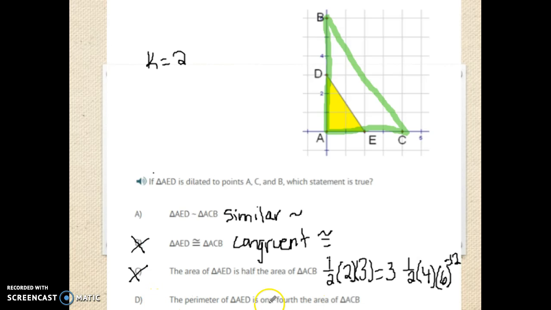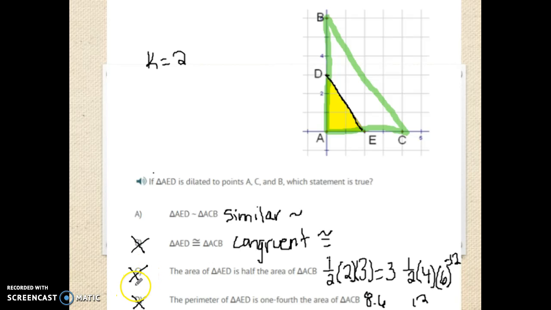And then it says the perimeter of AED is 1/4 the area of triangle ACB. Okay, so that's going to be a lot of math as well to figure it out, but perimeter means add up all the sides. So you would add 2 plus 3 plus this distance, which would actually be the square root of 13. So if we did all of that, that gives us about 8.6. And the area of ACB was 12, so it's definitely not 1/4. The relationship there is not 1/4.